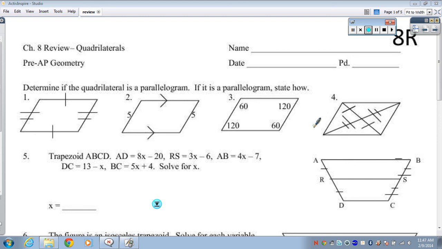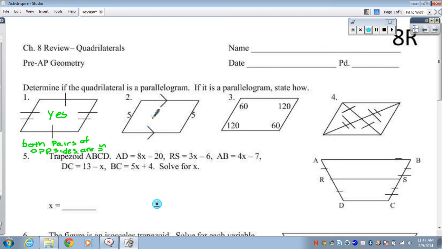Alright, let's get started. First of all, determine if the quadrilateral is a parallelogram. If it is a parallelogram, state how. Number one, yes, this is a parallelogram because both pairs of opposite sides are congruent.